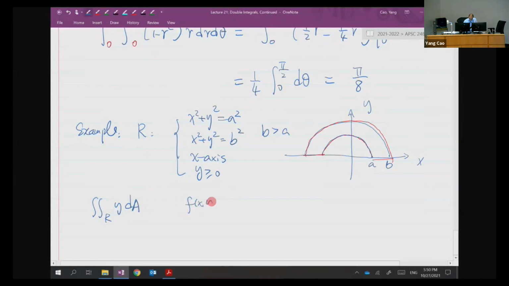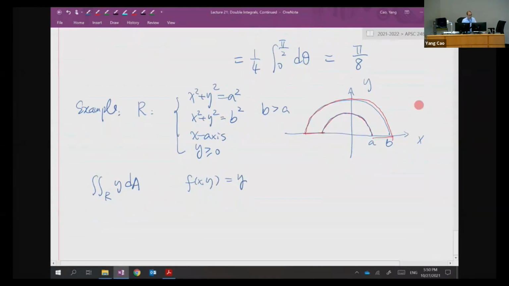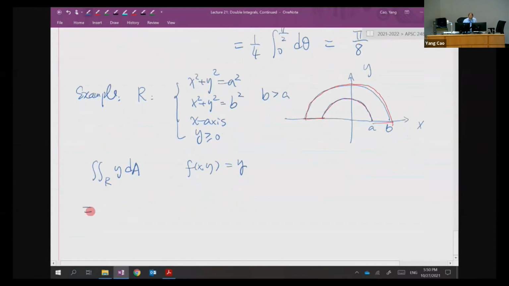I mean, you can certainly try Cartesian coordinates. And I can guarantee if you try Cartesian coordinates, it's much more complicated to calculate the integral. So if we use polar coordinates, as you can see, it's much easier. So y transforms to polar, r sine theta, and dA is r dr d theta.